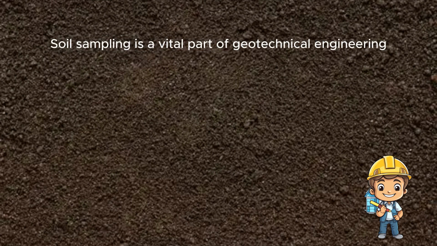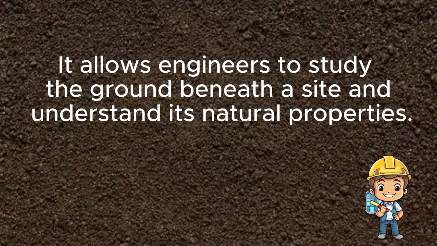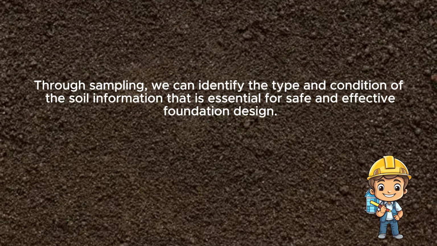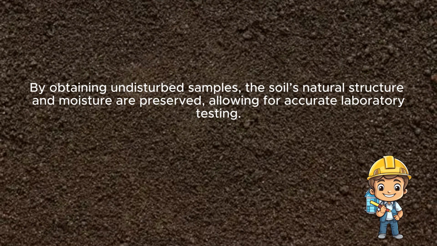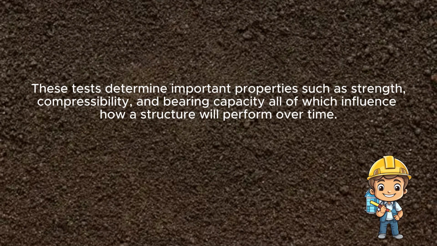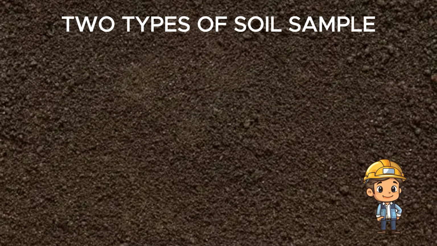Soil sampling. Soil sampling is a vital part of geotechnical engineering. It allows engineers to study the ground beneath a site and understand its natural properties. Through sampling, we can identify the type and condition of the soil, information that is essential for safe and effective foundation design. By obtaining undisturbed samples, the soil's natural structure and moisture are preserved, allowing for accurate laboratory testing. These tests determine important properties such as strength, compressibility, and bearing capacity, all of which influence how a structure will perform over time.